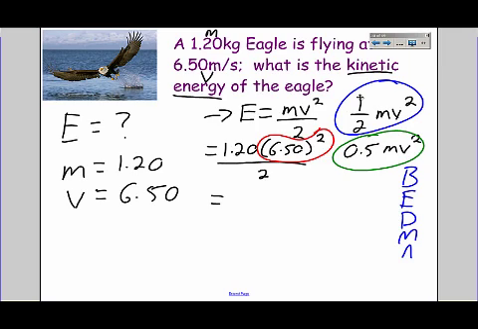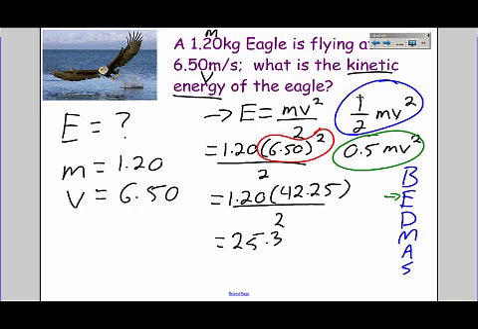We have here, our squared is an exponent. So that means we have to do that part first. Okay, 6.5 times 6.5 is 42.25. Okay, 1.20, we haven't done anything with that part yet, times 42.25 divided by 2, and we're going to end up with 25.35.